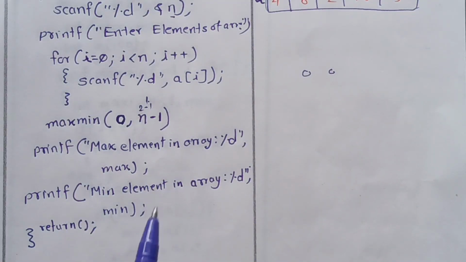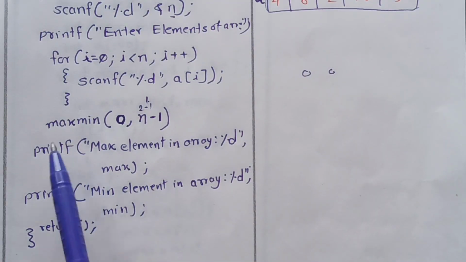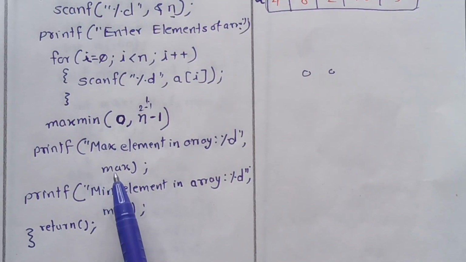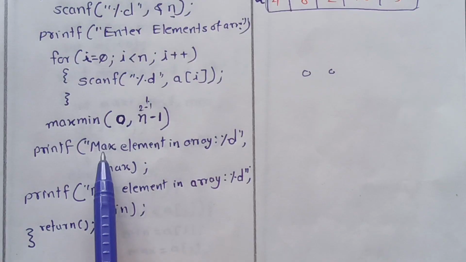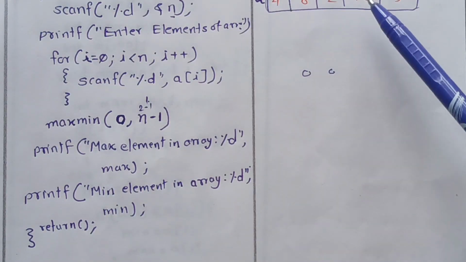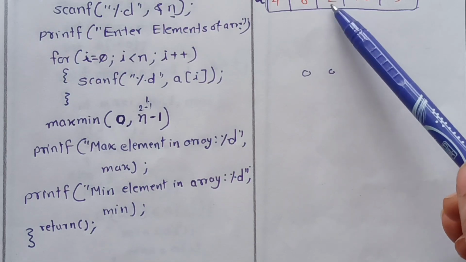Okay, so whatever value you change in that function, that is the max-min function, you will get here automatically, because you are declaring those variables globally. Okay, so the output will come: max element in array is, here, max number is 16 and min number is 2, you will get.